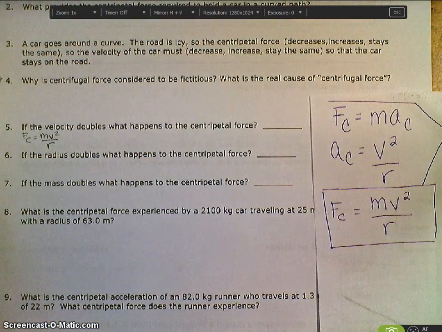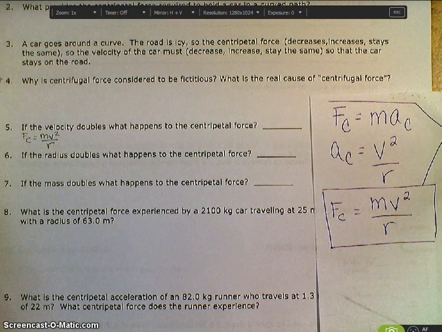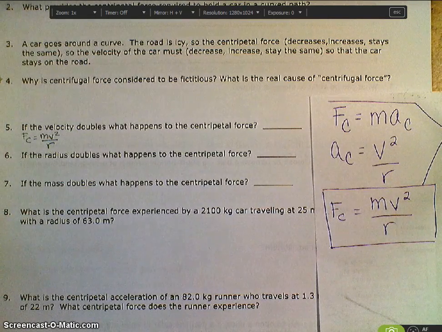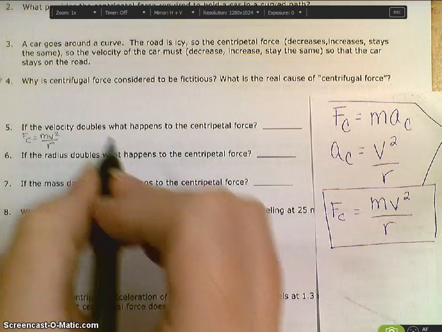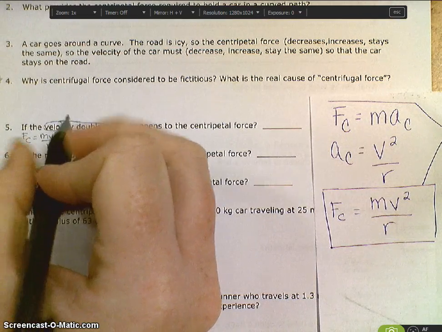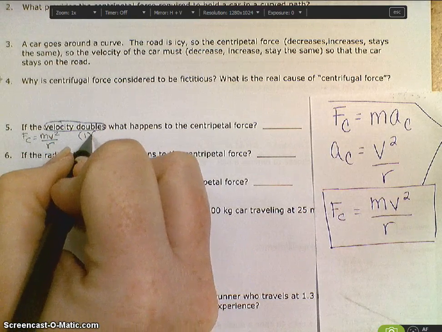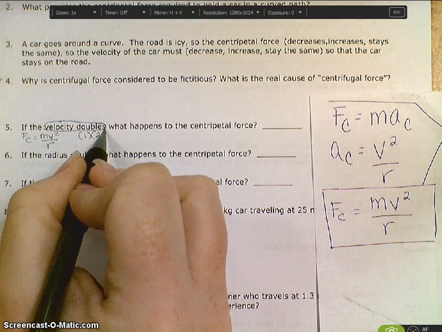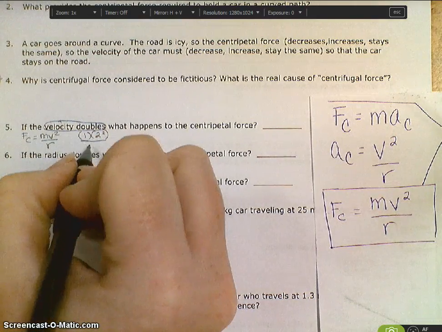Now remember, with the rule of ones, what we are doing is substituting what they give us in the problem into the equation and leaving everything else as simply a value of 1. So in this question, they tell us that the velocity doubles. So mass will stay a 1, velocity doubled, but remember it's v squared, so I have to write my little squared superscript, and the radius is going to stay the same.